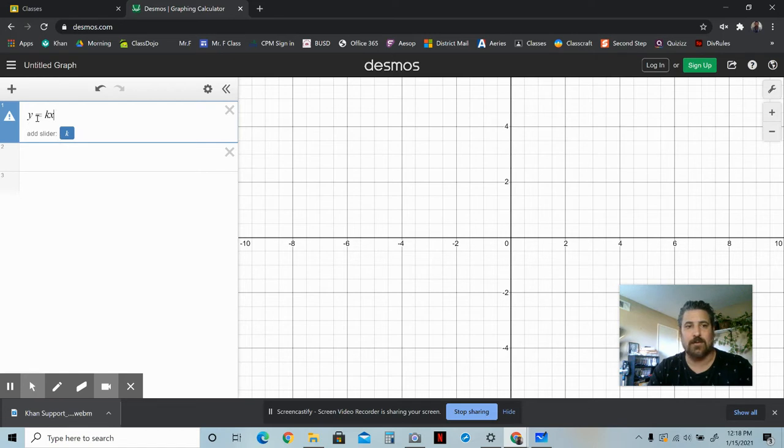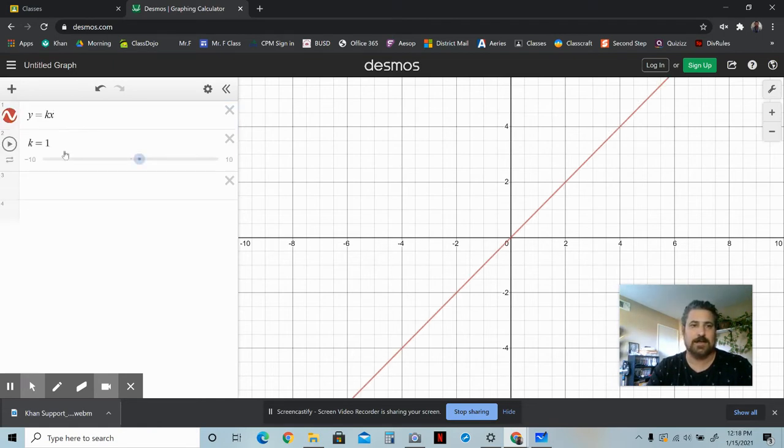So they ask you, if you put y equals kx, do you want to add a slider for k? It basically means, do you want to be able to change the value of k and kind of see how it affects things? And so yeah, you could do that. You could add a slider for k.